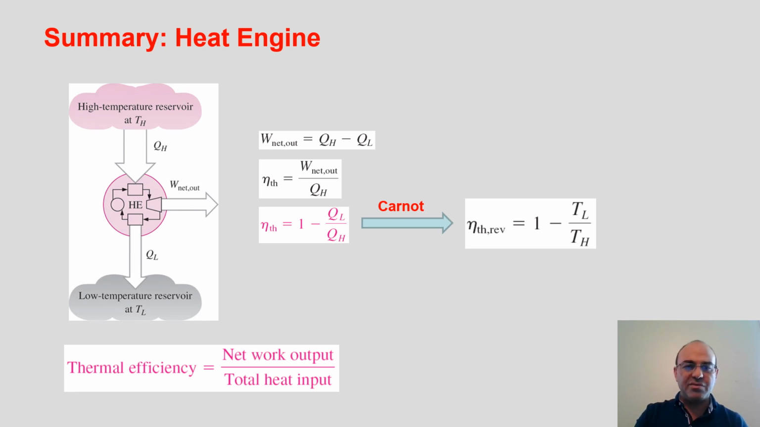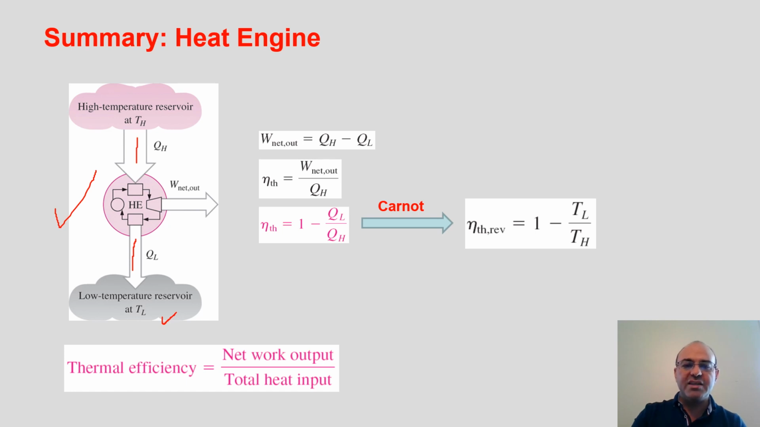So first we talked about a heat engine. For a heat engine, as schematically you see it on this slide, the heat engine is like a combination of multiple devices such as a power plant, an internal combustion engine, any other device that receives heat from a high temperature reservoir. It receives QH, generates some work, W net out, and rejects the rest of the energy to the surrounding, to a low temperature reservoir.